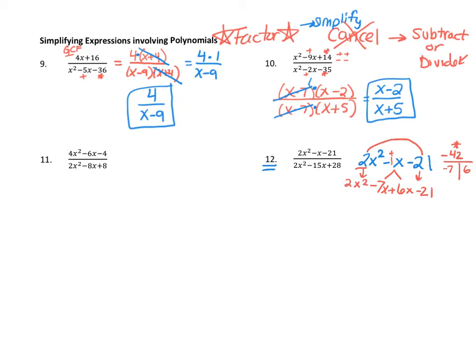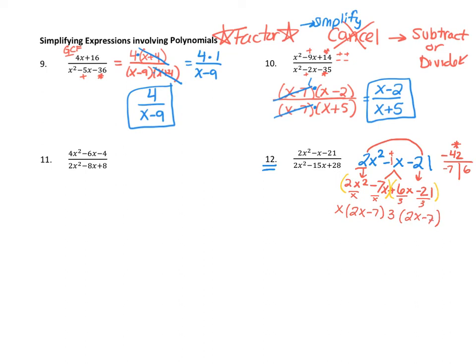Now that I have 4 terms, now we're going to factor by grouping. So I'm going to group this first pair together and group this second pair together. When we factor by grouping, we're looking to take out the GCF. So the GCF of 2x squared and negative 7x is an x. When I divide each of these by x, I'll be left with 2x minus 7. Then I'm looking for my GCF of 6 and negative 21, which is going to be a 3. And I'll be left with 2x minus 7.